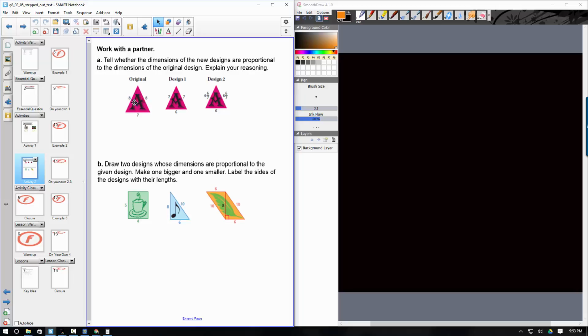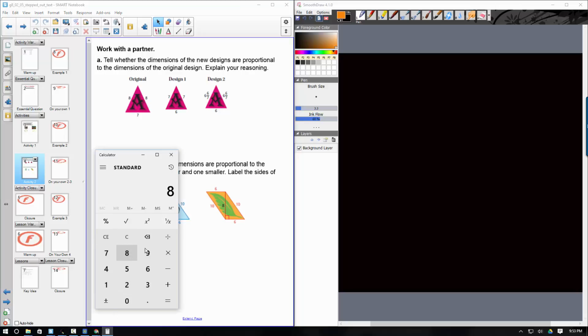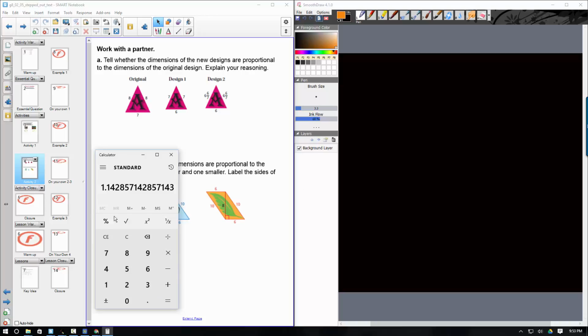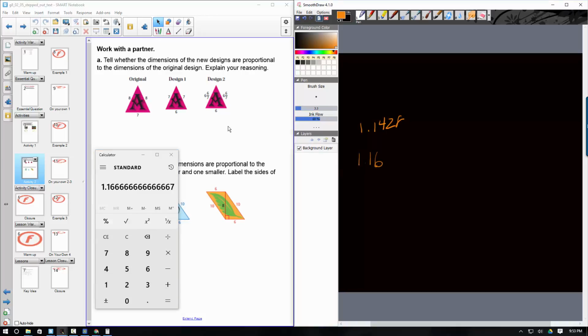So let's look here, and if I take this one here, and I'm going to take 8 divided by 7, and I get 1.142. Write this down because I'm going to forget it otherwise. So again, I'm going to get 1.1428. And now I'm going to do the same thing over here. And I'll take 7 divided by 6. I get 1.16. That's not quite the same, is it? And then I'll do this one here.